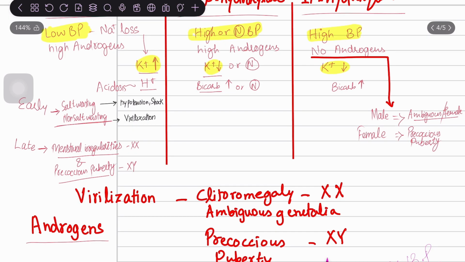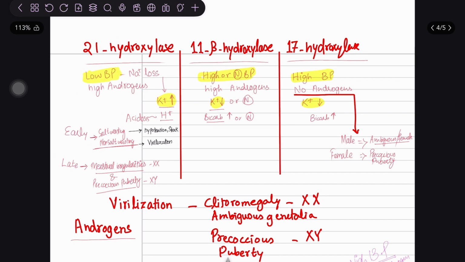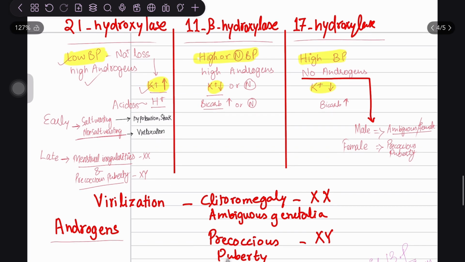This is metabolic acidosis. Remember this, guys: metabolic acidosis in 21 hydroxylase. So for now, it is enough. You need to know high potassium, low BP, high androgens.